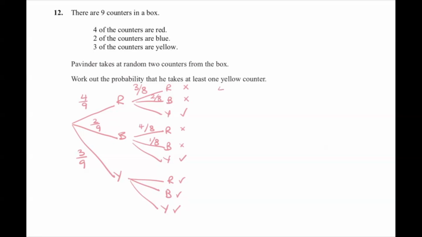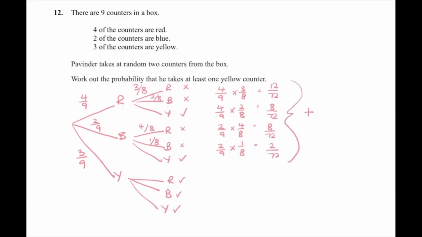You multiply across, so you've got 4/9 times 3/8, and you've got 4/9 times 2/8, and I'm going to build the rest of them as well. And you just work those out, and then you just add those all together to get a total of 30 out of 72. Now that's the probability I don't want, remember. The probability that I do want is 1 minus this, which is 42 out of 72.